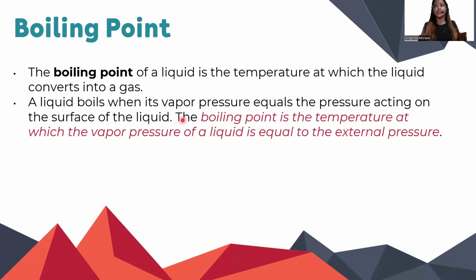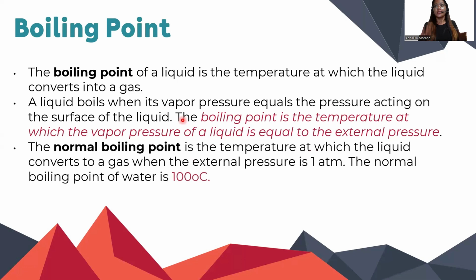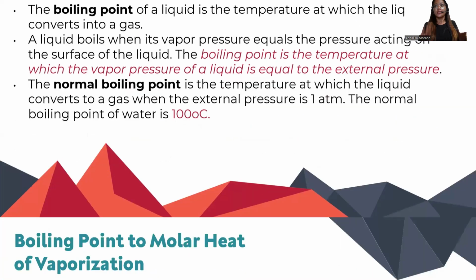So mo na to murag moabot siya sa point na equilibrium kumbaga nga ni equal na ang pressure nga nasa sulod sa giboil nga liquid ug ang pressure nga nasa gawas sa container sa liquid. So a normal boiling point is the temperature at which the liquid converts to a gas when the external pressure is at 1 atmosphere. So the normal boiling point of water is commonly known at 100 degrees Celsius.